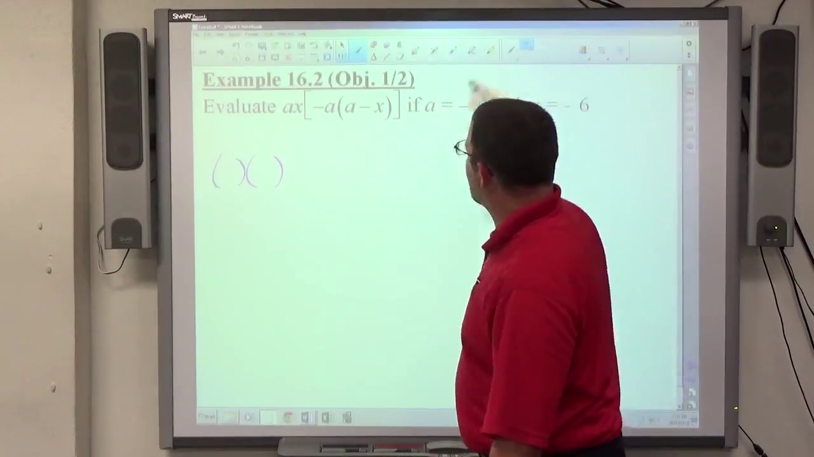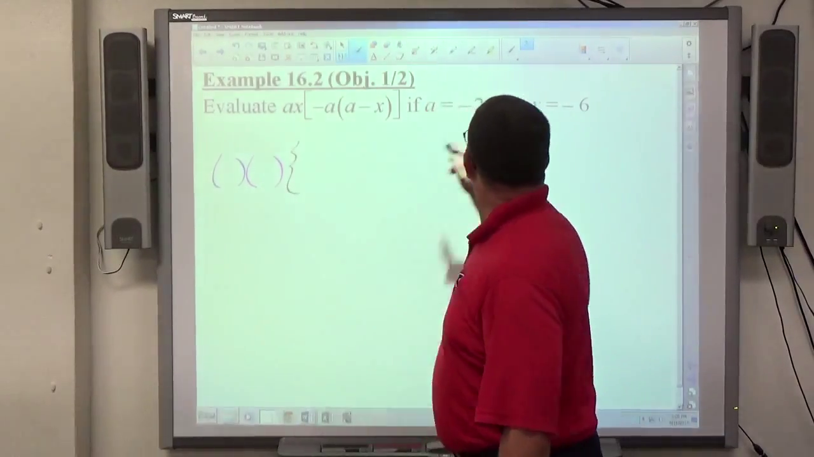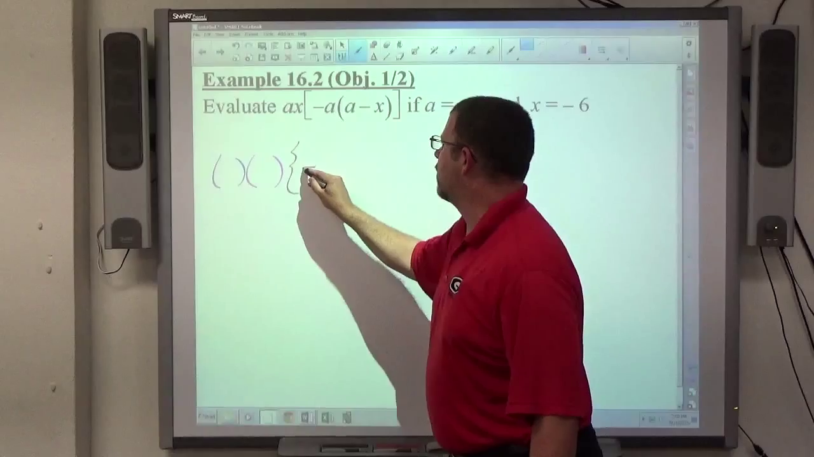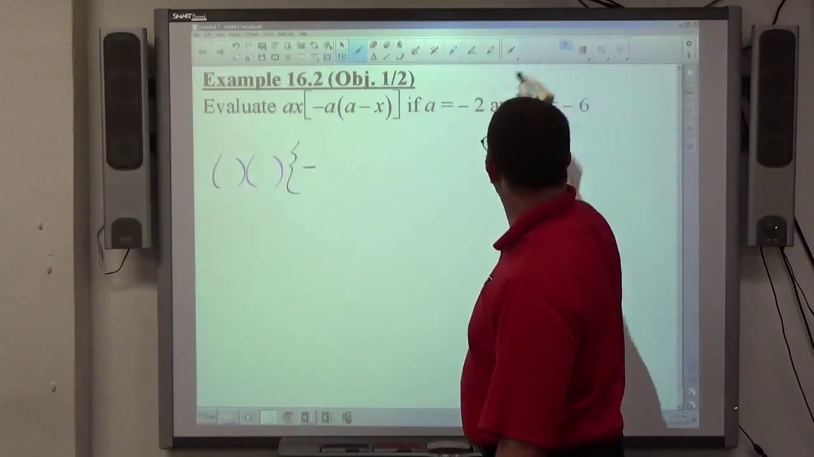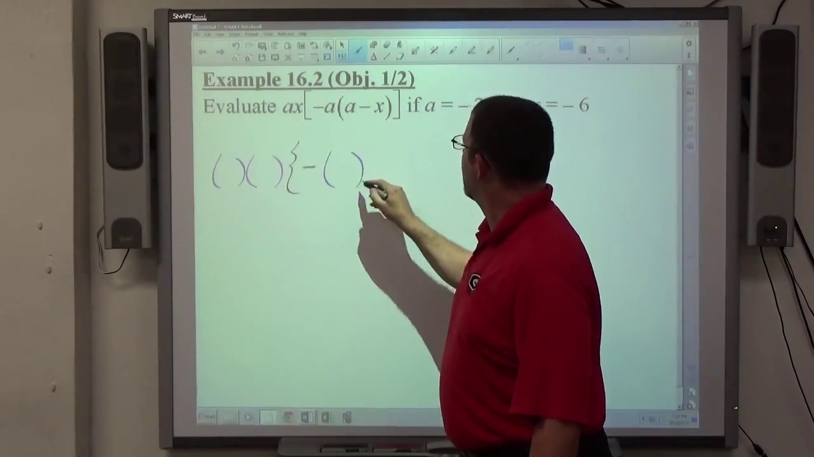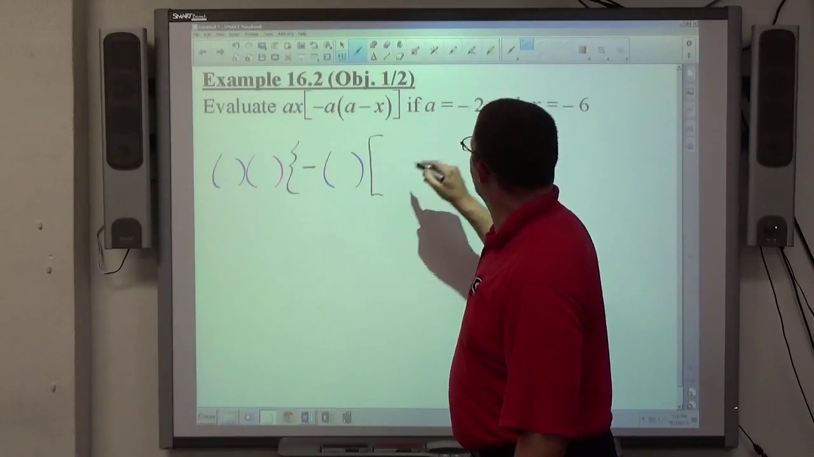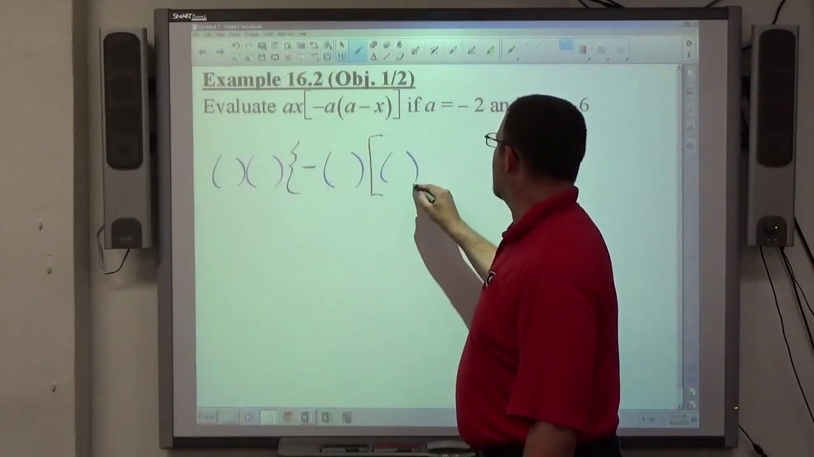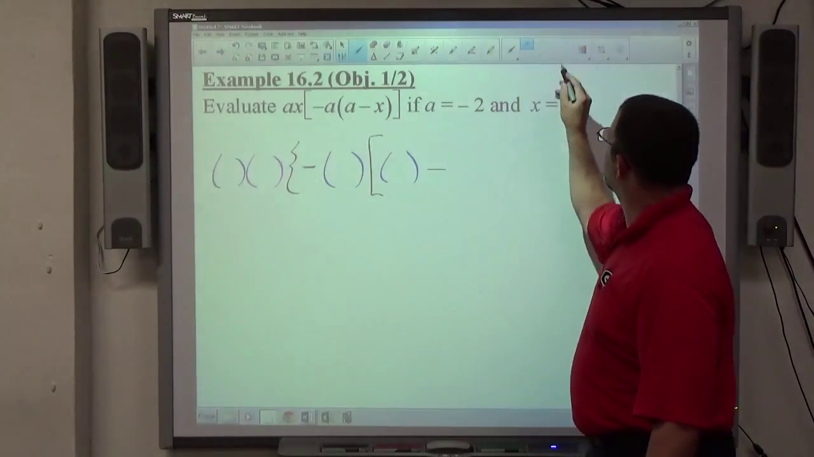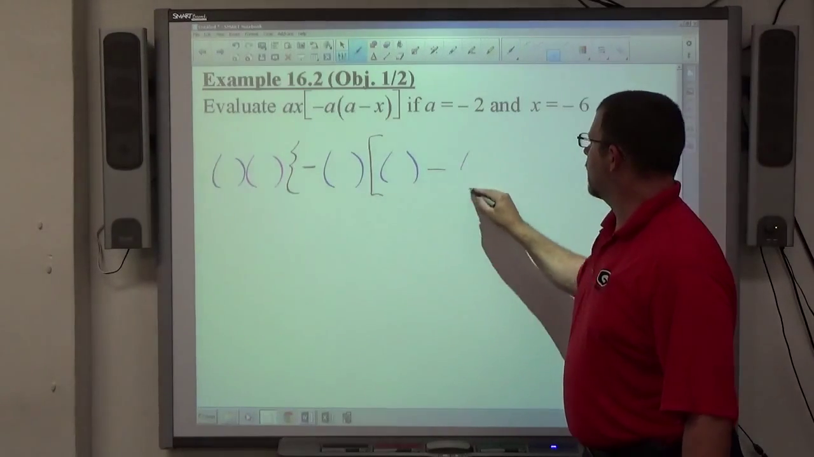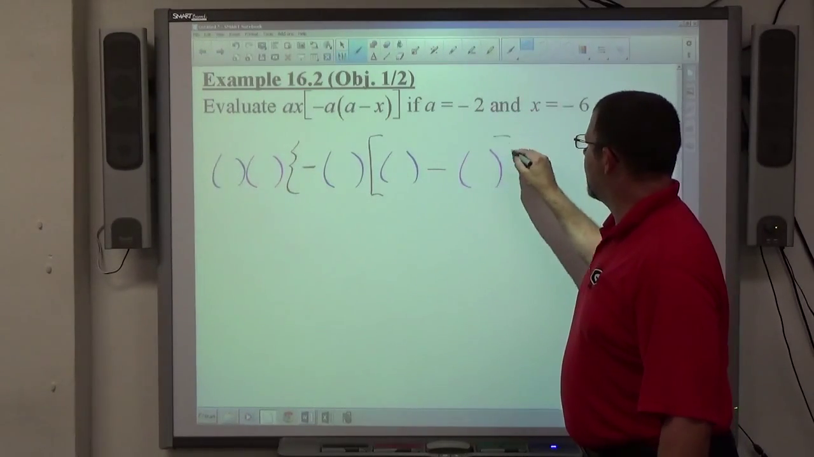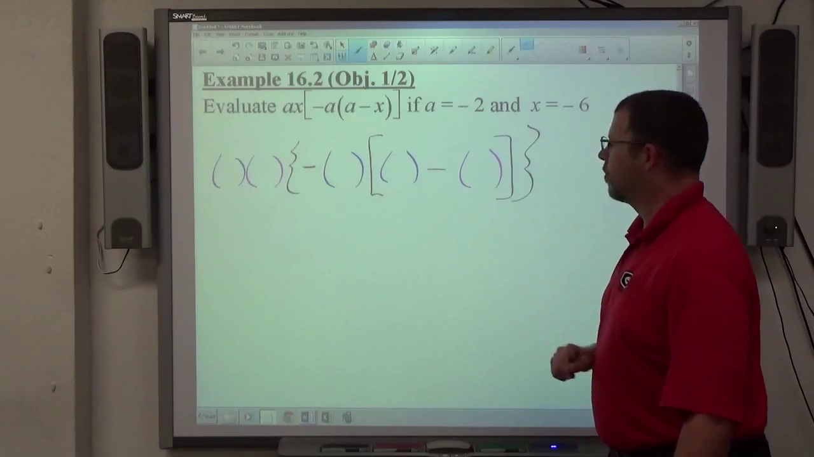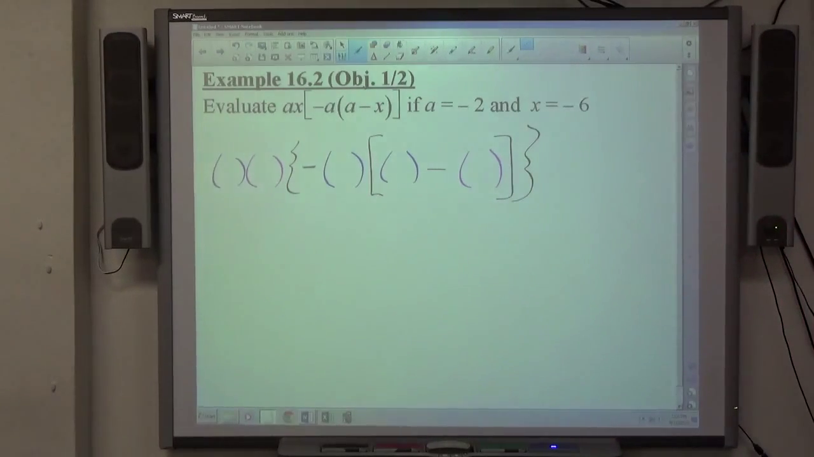Then I got a bracket, which I'm going to change to a brace. Then I've got minus, which is just part of the expression, and then a, which I'm using blue to represent a. And then I'm going to use a bracket for my parentheses, and I've got blue to represent a, a minus sign that is part of the expression, purple to represent x, an end bracket, and an end brace to represent the entire structure of the problem as we began. All right? Again, create the proper structure.